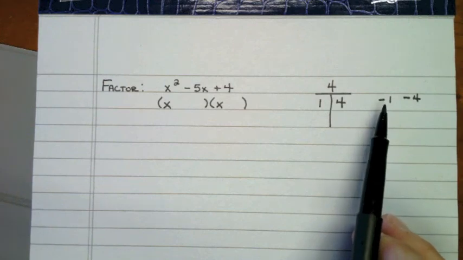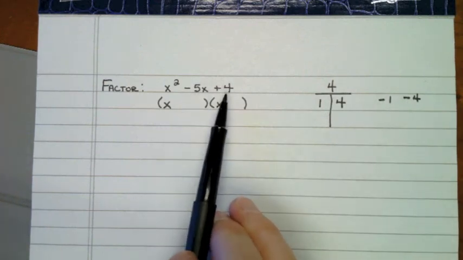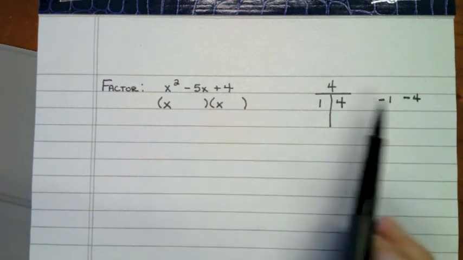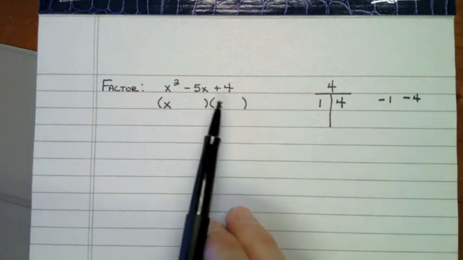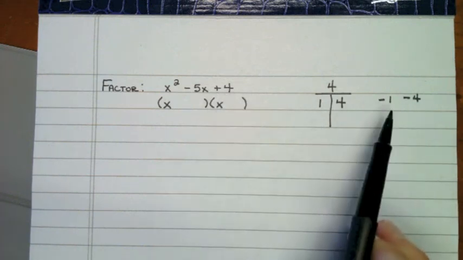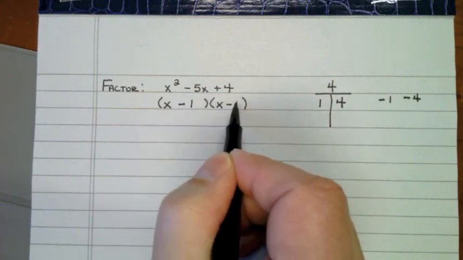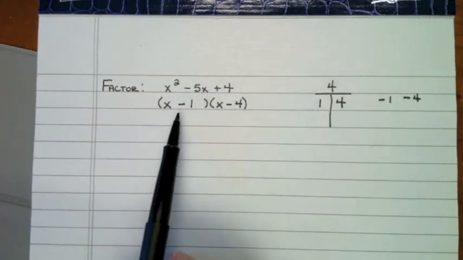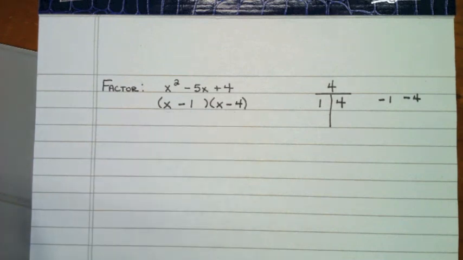So make sure you look at all combinations of positive and negative numbers to get this middle number and this number on the end. This middle number, you have to add them or combine them. To get this number on the end, you have to multiply them. So I'm going to put a -1 and a -4 inside those parentheses. And remember, it doesn't matter where I put these numbers as long as the numbers are inside the parentheses.